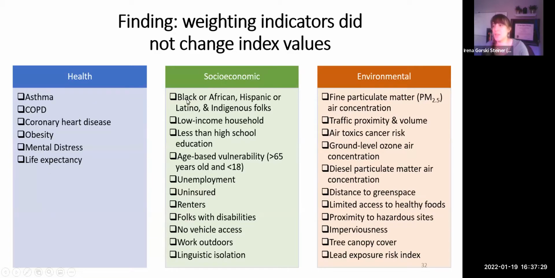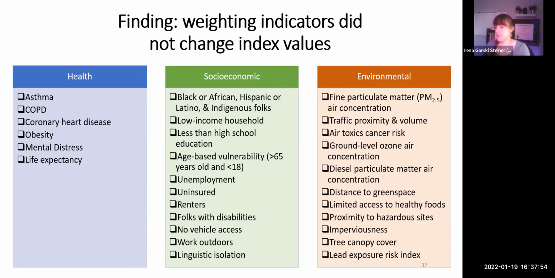Some of the socioeconomic indicators were much more important than the others, and environmental should be weighted equally. But spoiler alert, when we applied the weighting, it didn't change any of the index values. Everything looked the same. We looked at the maps again. Every census tract had the same value that it already started with. So I think it was a good exercise to think through, and it was good to see if that made a difference, and it actually didn't.